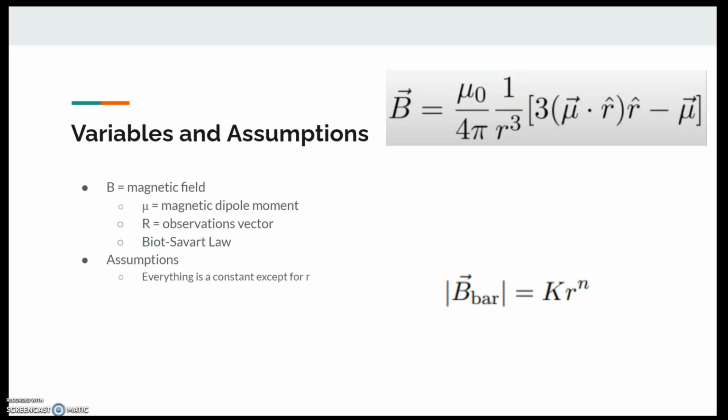So some of the variables and assumptions in our modified Biot-Savart law is that, first, B is a magnetic field, and then the variables inside the equation, mu is a magnetic dipole moment, r is the observation vector, and some assumptions about this is that everything is constant except for r, which simplifies the equation down to the magnetic dipole moment of the bar equaling k r raised to n, where n is assumed to be a constant of -3.